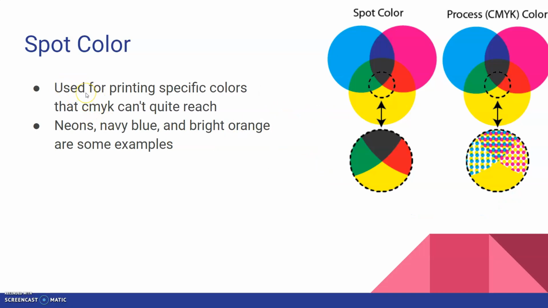Spot color is used for printing specific colors that CMYK can't quite print. Neon colors, navy blues, and bright oranges are some examples that CMYK can't quite print correctly, or can't quite print as exact as we want them.